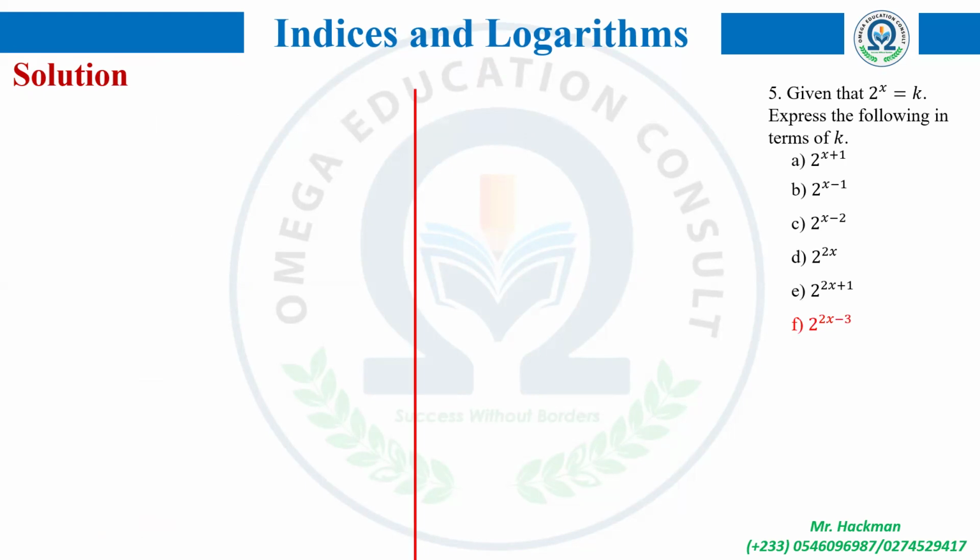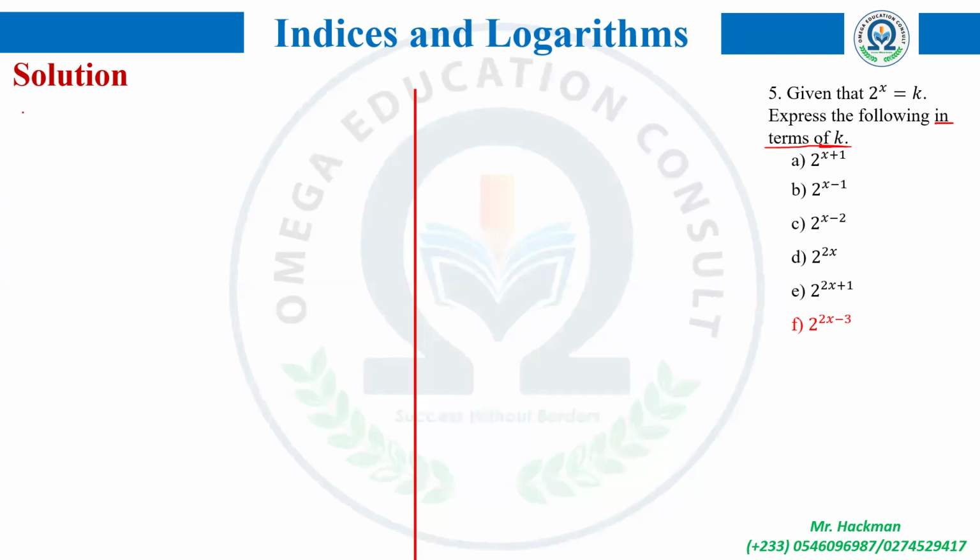Now, as usual, when you read the question, we are supposed to express the following in terms of k. So if your answer is in any other letter apart from k, the only letter that you should see in your answer should be k. So in terms of k, let me underline the whole of in terms of k. So that's the salient part. Now let's set the ball rolling.